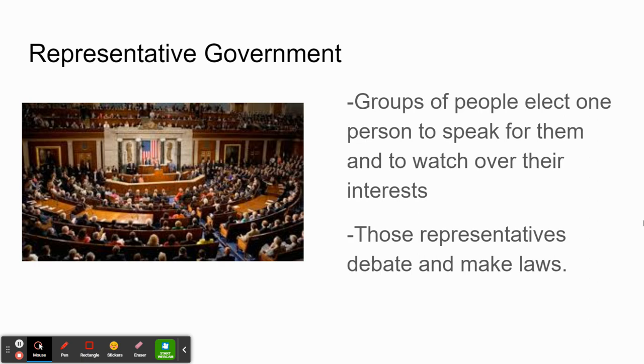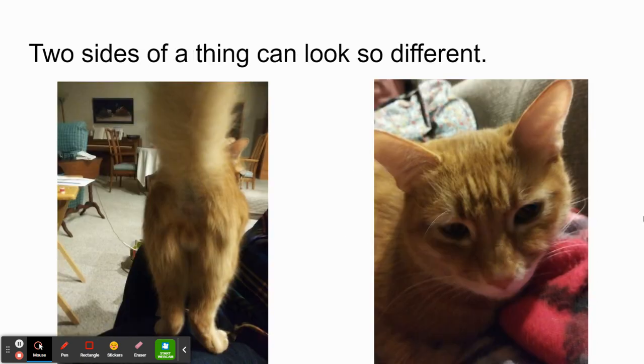We have a written constitution that sets down the basic framework of government. The representatives debate and make the laws. Remember, the two sides of a thing can look so different. And so there were some people that opposed the Constitution when it came out. Some people thought it was the best thing.